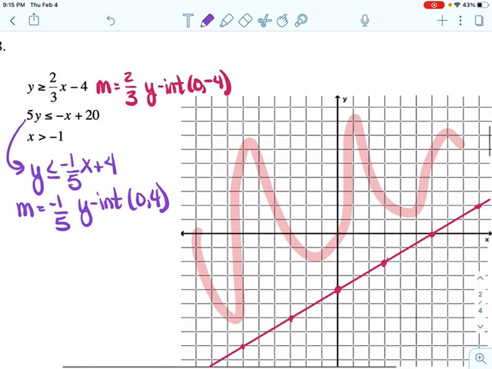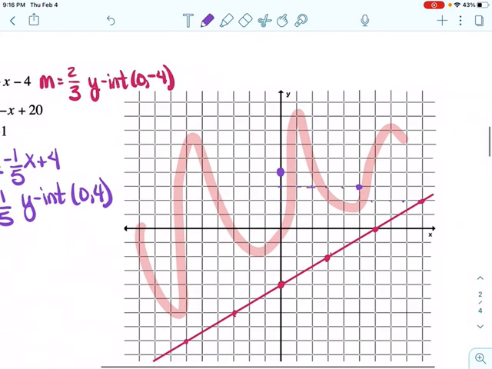It's an equal to problem again. So I'm going to go to 0, 4. Here it is. I'm going to go down 1, right 5. Okay, down 1, 5 takes me to the end here. 1, 2, 3. There we go. It's a solid line.